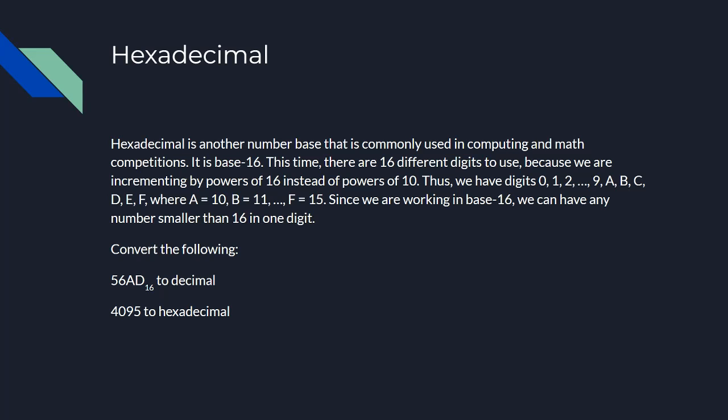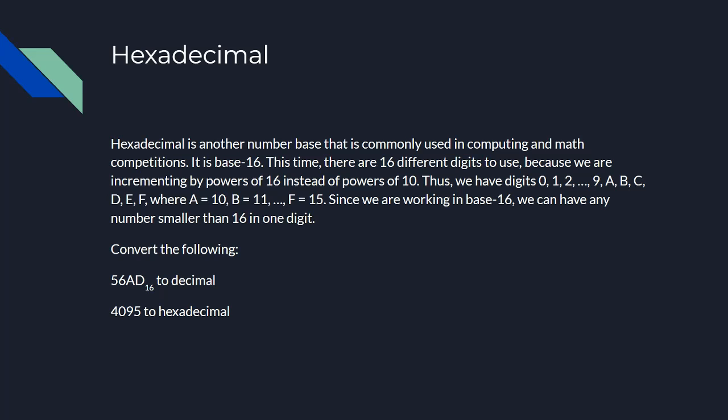So this time there are 16 different digits to use because we are incrementing by powers of 16 instead of powers of 10. Therefore, we're going to have digits 0, 1, 2, all the way to 9, but we can't just stop there, right? We have to have more because we have things that are higher than 10 that aren't multiple digits. So we have A, which equals 10 as a digit, B as a digit, which equals 11, and then we have this all the way to F, which equals 15, right? We can't have anything equaling 16 because then that would just be 1, 0, base 16. That's what 16 is in base 16, right?